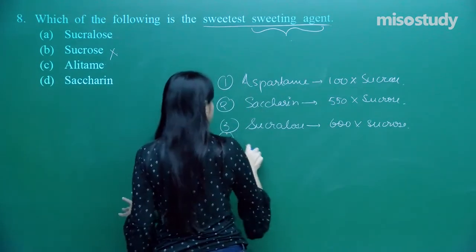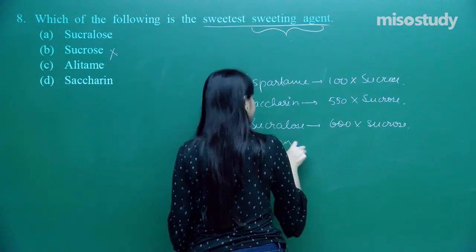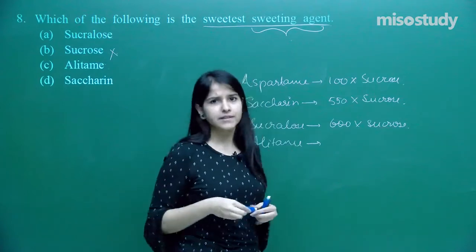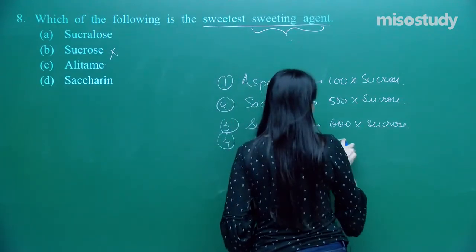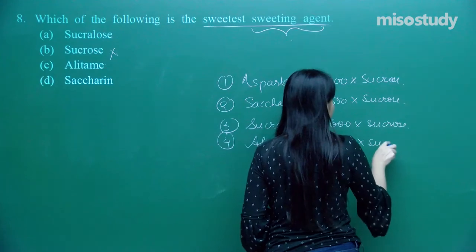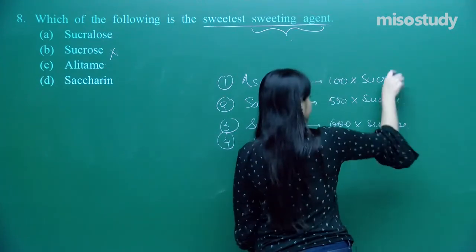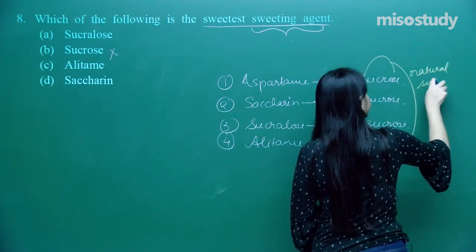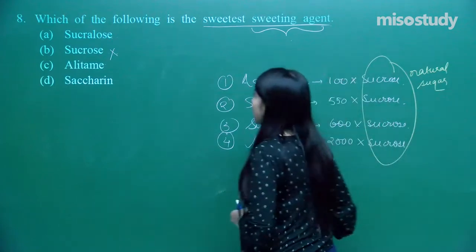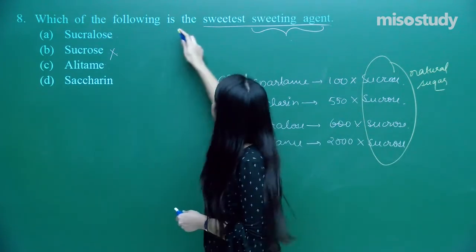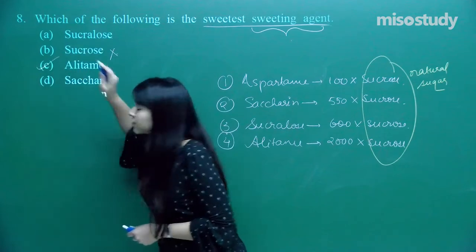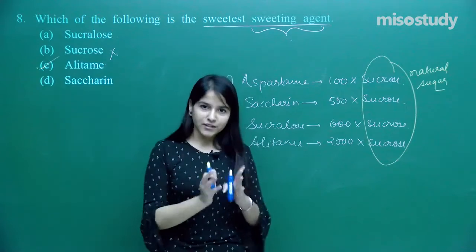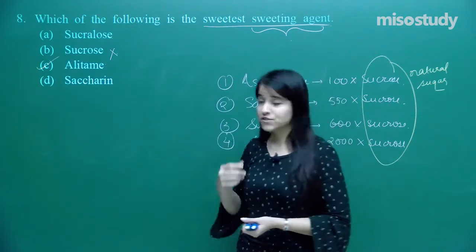And number fourth was allicin. That is how much? That is around 2000. That means so much of sweetening property it has. That is around 2000 times that of sucrose. So sucrose is nothing but the natural sugar. So as per our data, as per our knowledge, we have got the answer. Sweetest will be allicin, and the sweetness is so much that it is uncontrollable whenever it is added into the food. So that is what the artificial sweetening agent is.